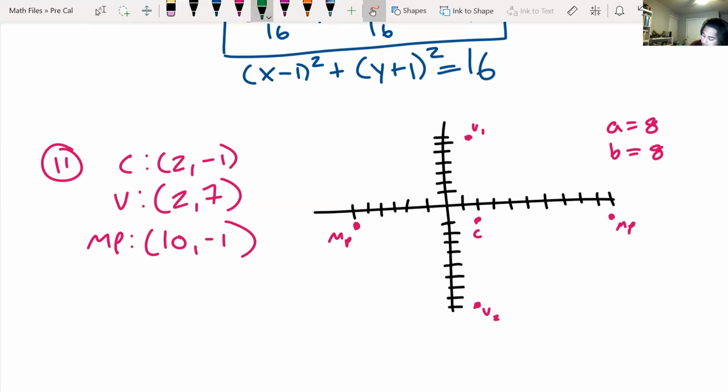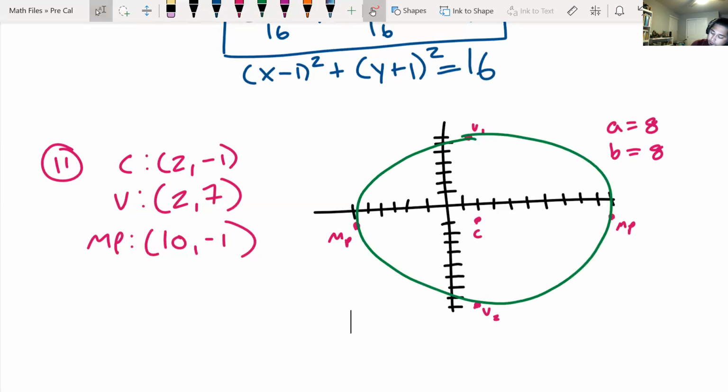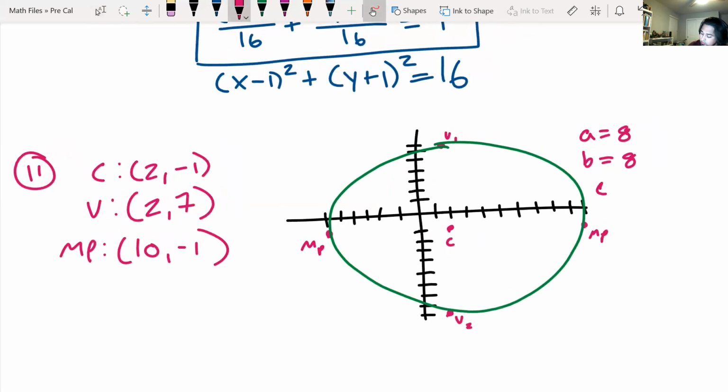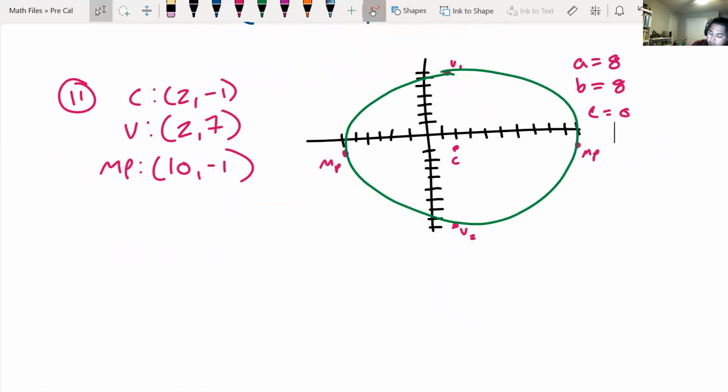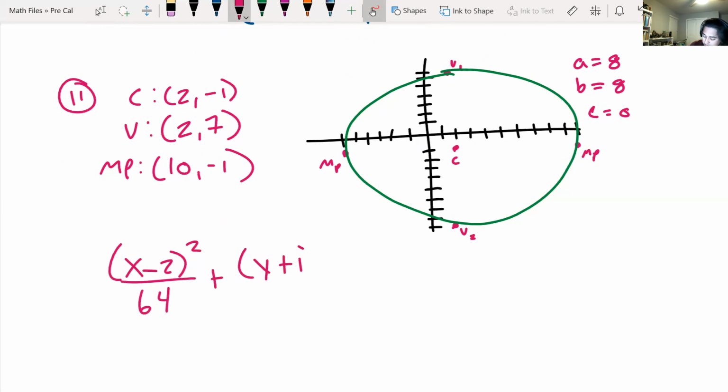And all we have to do is connect. But since the center, well, first off, C would be 0. And then since the center and the vertices are parallel with the, actually, it doesn't matter at all, right? You'd have (x - 2)^2 over 64 plus (y + 1)^2 over 64 equal to 1. There we go.